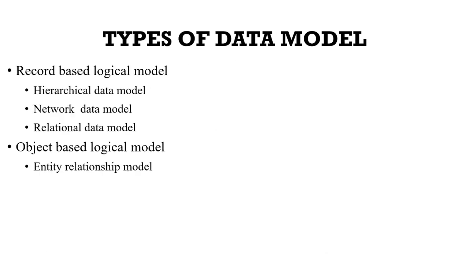The next thing is types of data model. There are two major types of data model. One is the record based logical model. The next is the object based logical model. The record based logical model is further classified into hierarchical data model, network data model, and relational data model. The object based logical model is classified into the entity relationship model.